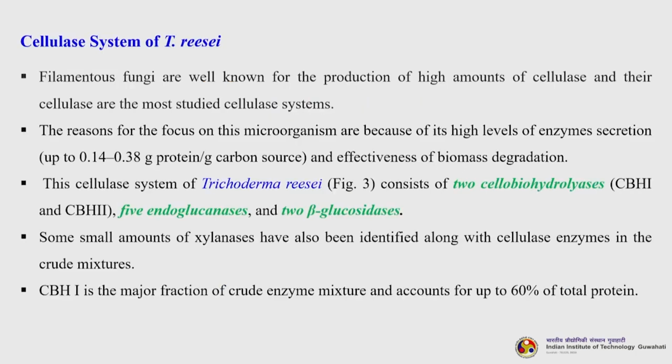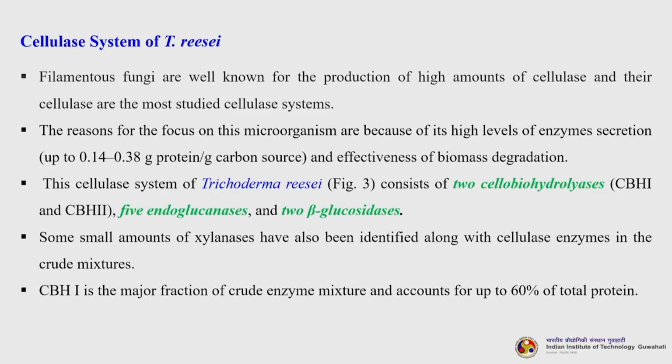Okay. So, we will try to understand the cellulase system of Trichoderma reesei, which is one of the most widely adopted filamentous fungi for the production of high amounts of cellulase, and their cellulases are the most studied cellulase systems. The reason for the focus on this particular microorganism is its high level of enzyme secretion. It is almost 0.14 to 0.38 grams protein per gram of carbon source, which is very good actually, okay, and the effectiveness of the biomass degradation.